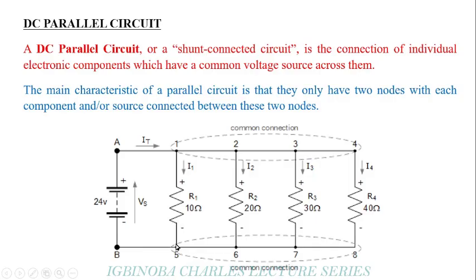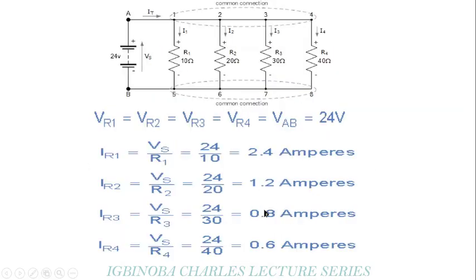So what is a node? A node is a point in a circuit where two or more circuit elements are connected together, thereby serving as a junction point. So this is a node. Two circuit elements are connected here too. So the voltage drops at these points are all the same because they are connected in parallel. So for a parallel circuit, the voltage drop across this point is equal to the voltage drop across this point, equal to the voltage drop across this point, equal to the voltage drop across this point.